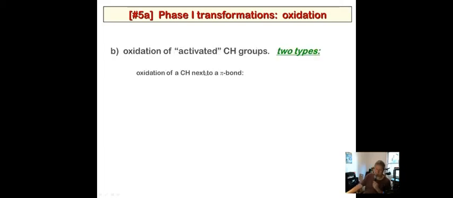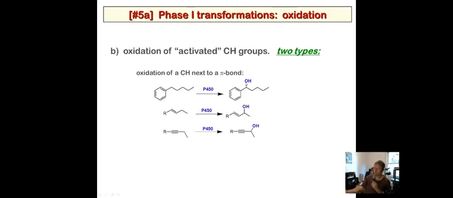Let's talk about the oxidation of activated CH groups. This means usually next to a pi bond, oxidation of a CH next to a pi bond. This makes more sense because the pi bond can stabilize a radical intermediate. So this is a great example: P450 oxidizing this position next to the benzene to make the hydroxy group right there.